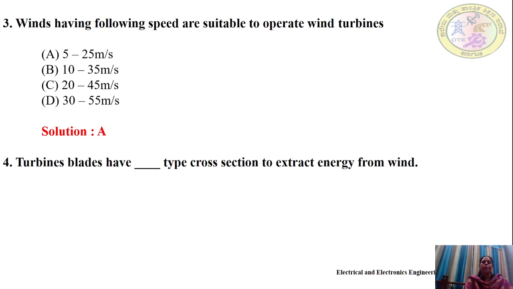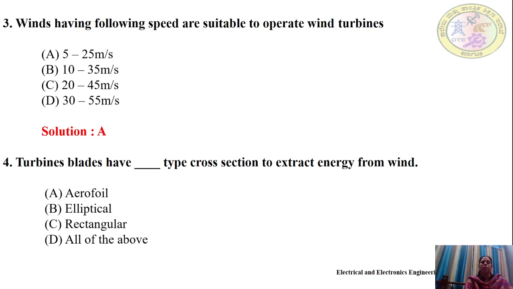the wind power plant. Turbine blades have dash type of cross section to extract energy from wind. Aerofoil, elliptical, rectangular, all of the above. Aerofoil is a type of cross section used to extract the energy from the wind. Solution is A.